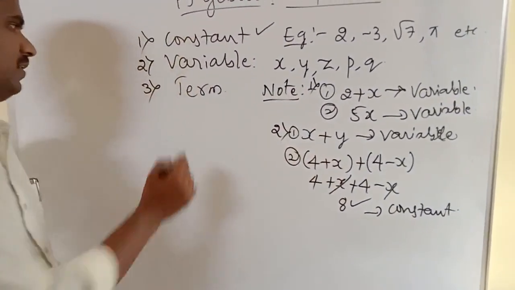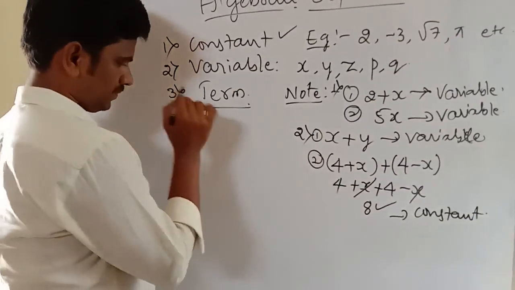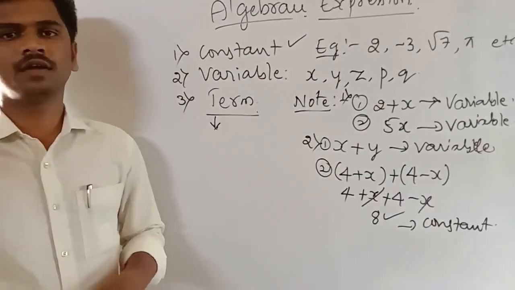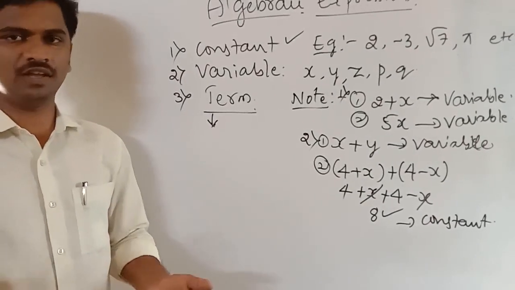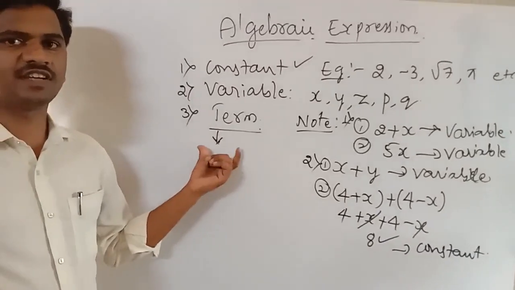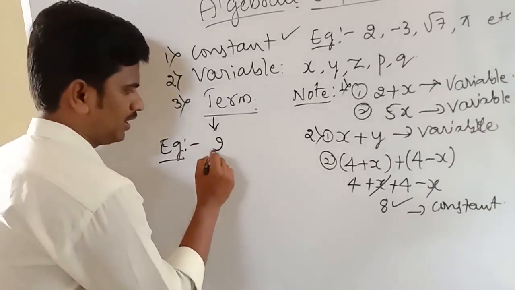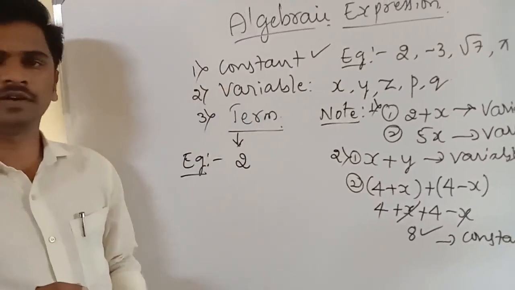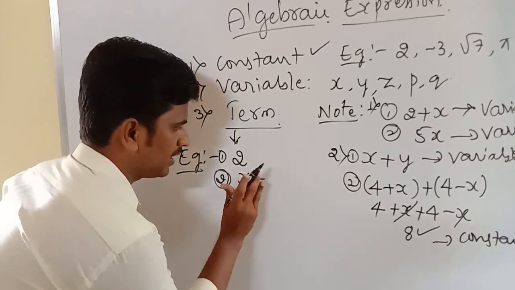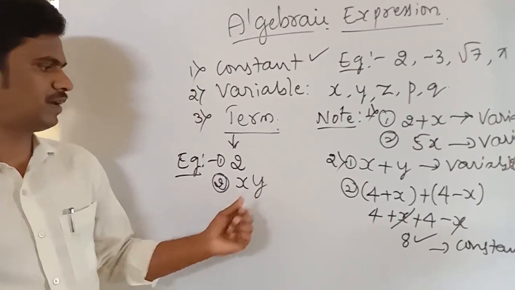Okay. Next, what do you mean by a term? Term means it is a number or a variable or combination of constant and variable. Such variables or such constants are called terms. So see, for example, I will consider 2. 2 is a one term. This is first example. Second example, I will consider x into y. Here product of two variables. It is also one term.